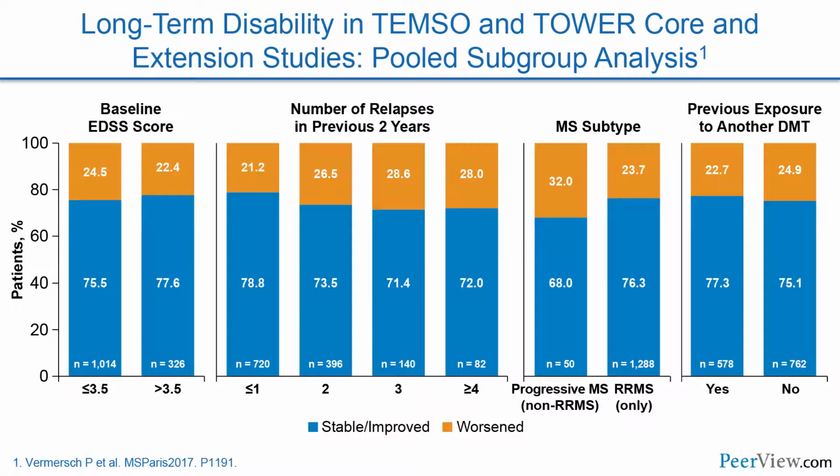At the MS Paris 2017 meeting, long-term disability outcomes in subgroups of patients defined by demographics and by baseline characteristics from the pooled data set of the Phase 3 TEMSO and TOWER trials and their extension studies were presented. The results of these analyses show the percentage of stable and improved disability as measured by EDSS during the overall period of treatment with Teriflunomide 14 milligrams daily remained high across all studied subgroups.